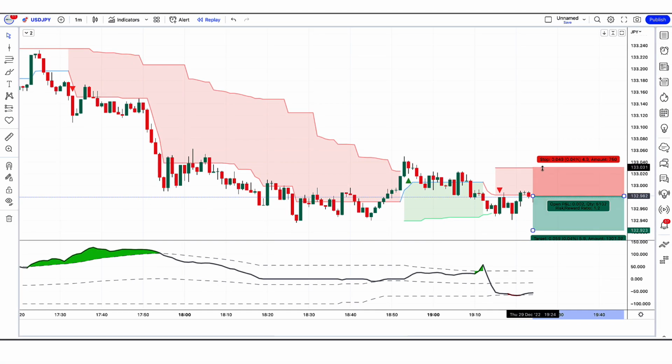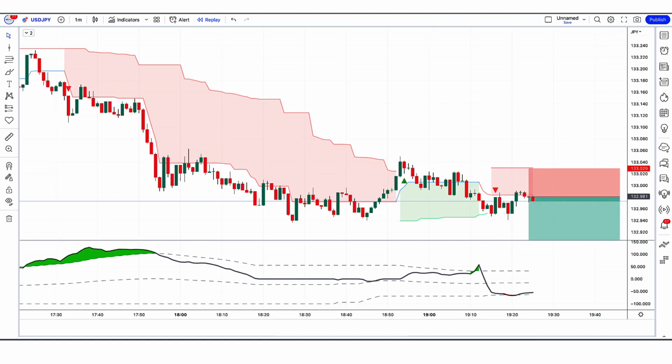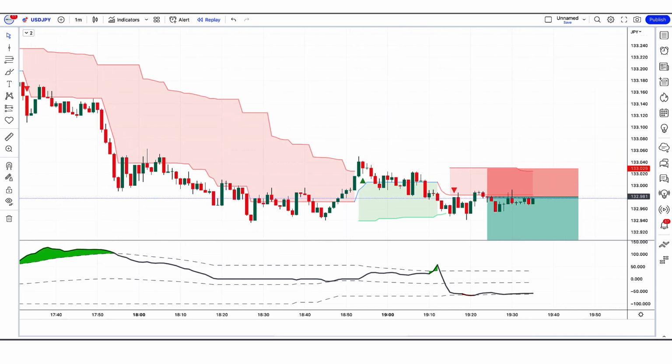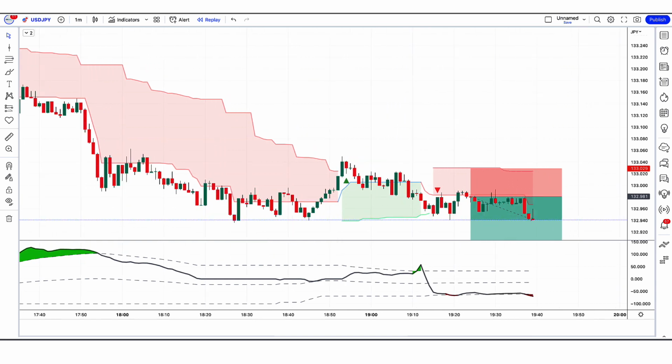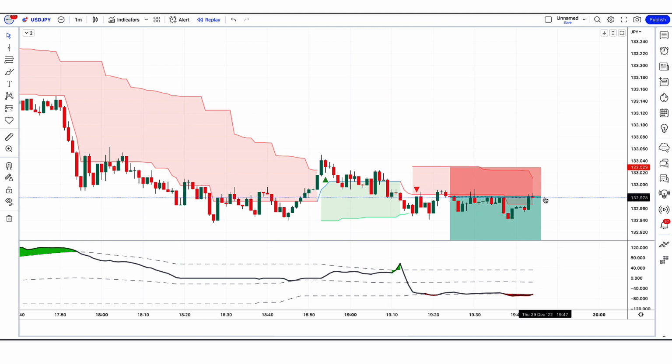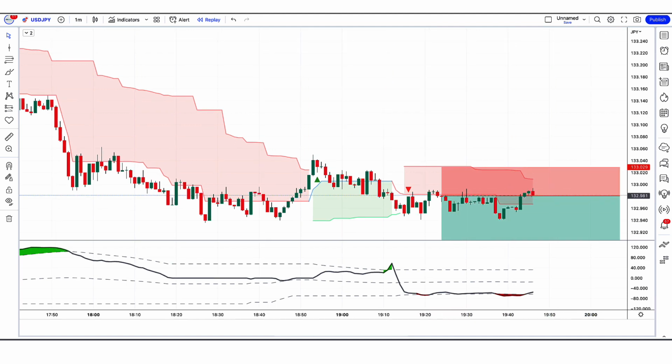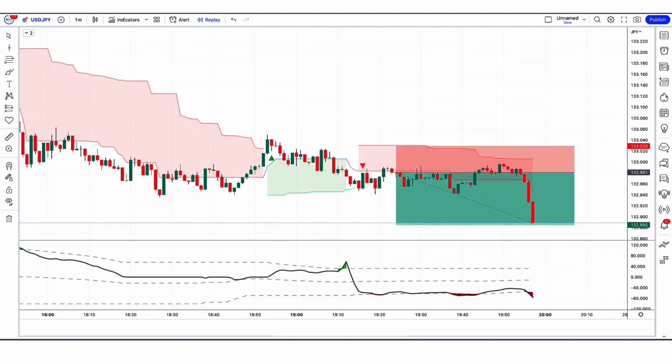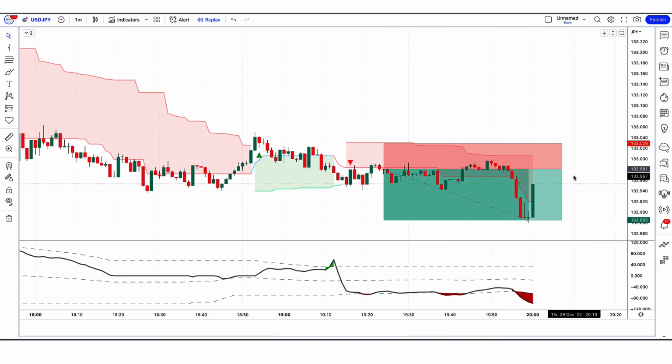Our stop loss will be placed at the higher line of the follow line trend indicator. And the risk to reward ratio will be 1:2. Let's see what happens to our trade. Our trade is running in profit. We have won the trade. Let's find the next trade.